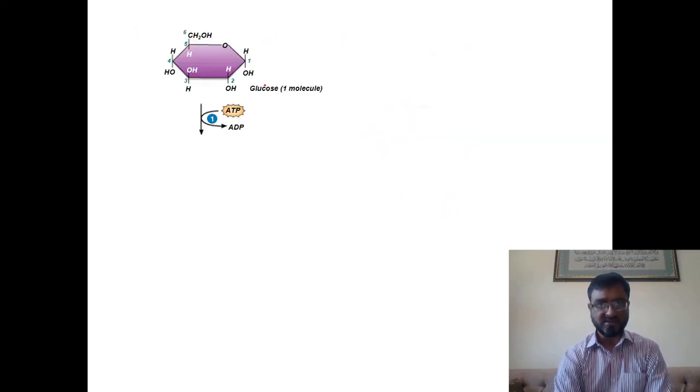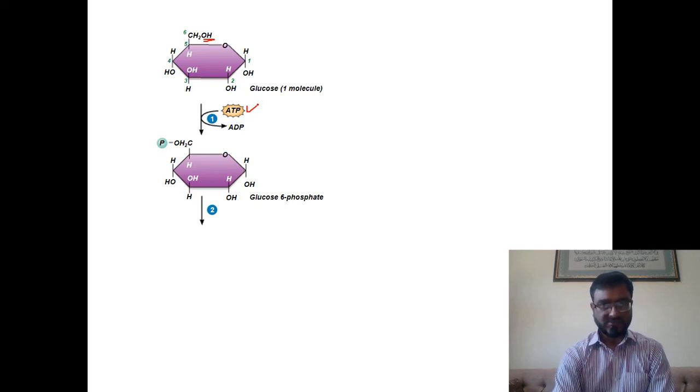So look at this one. This is the glucose molecule. Once the glucose enters the cell, it is converted into glucose 6-phosphate, that is, it is phosphorylated. The phosphate is added at that point, replacing the hydroxyl group. Kinase is the enzyme that will be involved, and this phosphorus is coming from ATP.